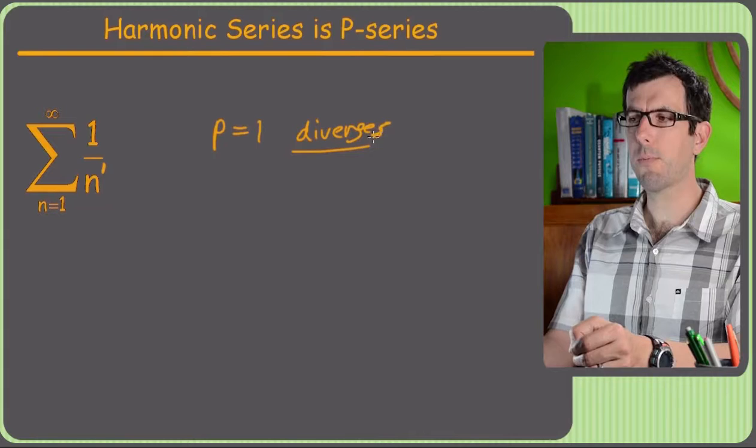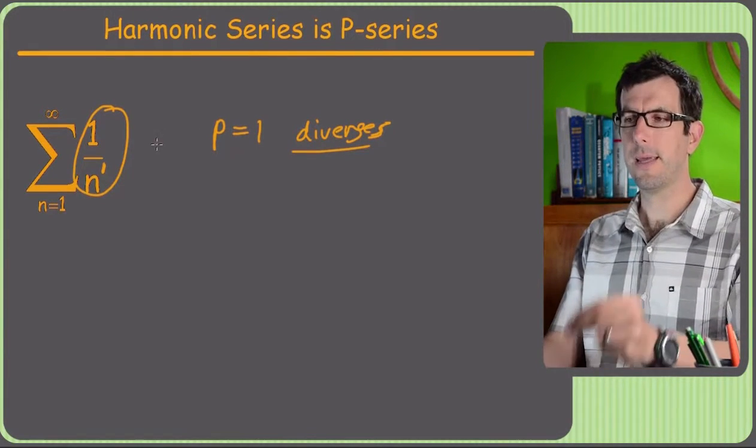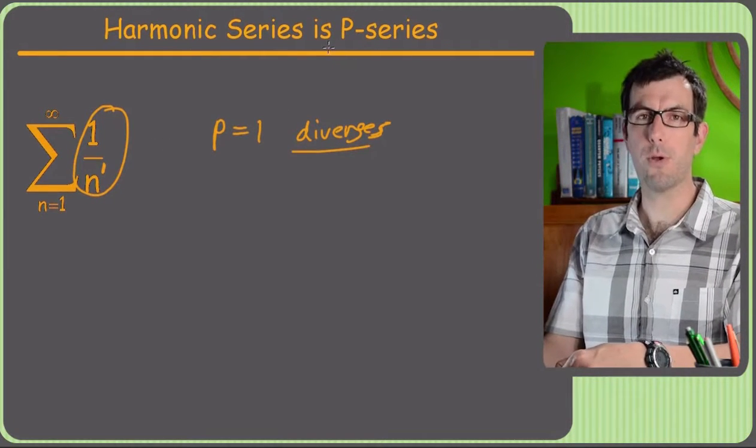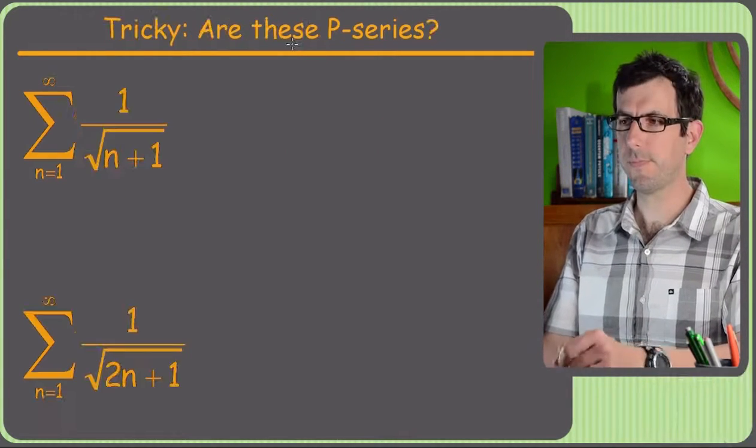But again, you want to be so sharp with this that anytime you see 1 over n, you're just thinking, oops, that's a harmonic series. That diverges. You shouldn't even be thinking, oh, I wonder if that diverges. It should be that fast. It's like, oh, harmonic series diverges.